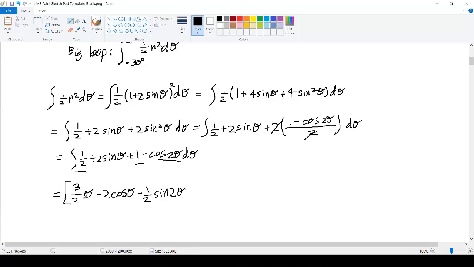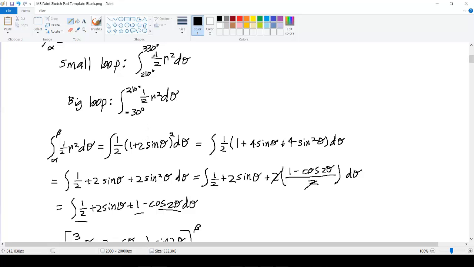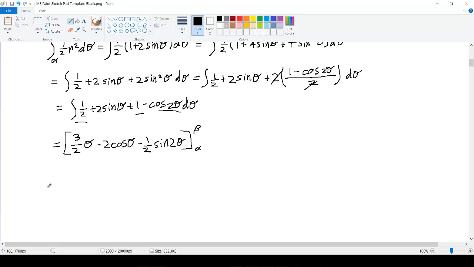And then I could have, by the way, been writing on here the whole time limits from alpha to beta. Okay, so just continue those through the whole thing, and then at the end you'll get from alpha to beta. Now, both of these were exactly the same integral, so I just have to plug in the different limits. So let's plug in the limits for the big loop.